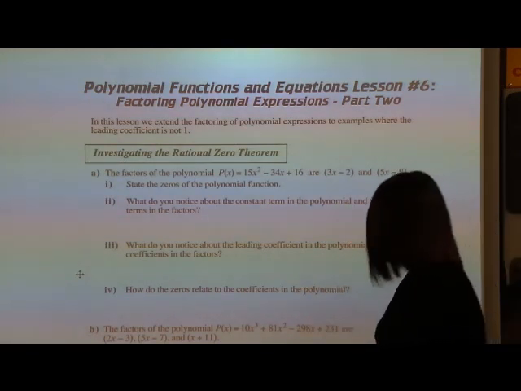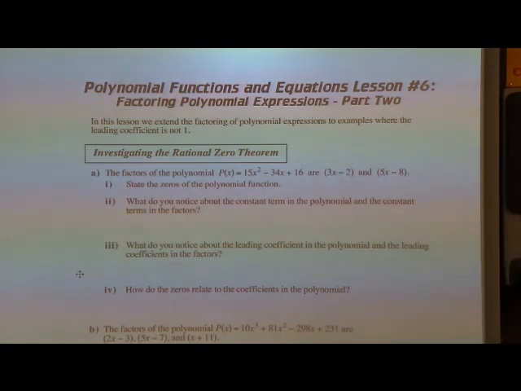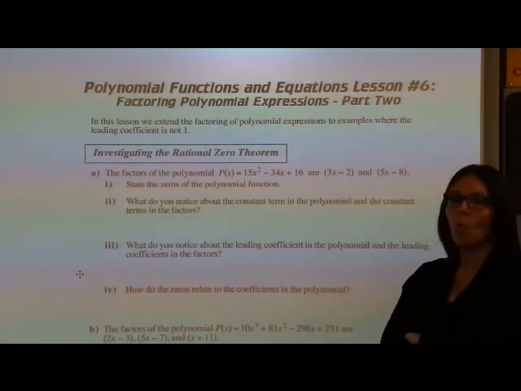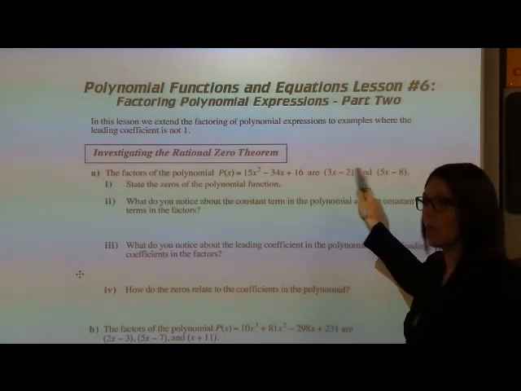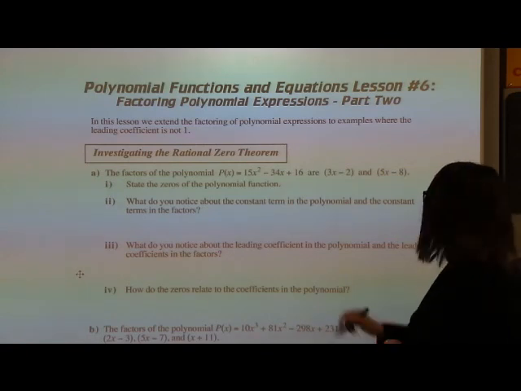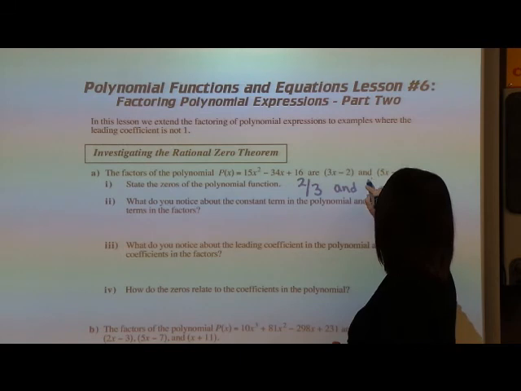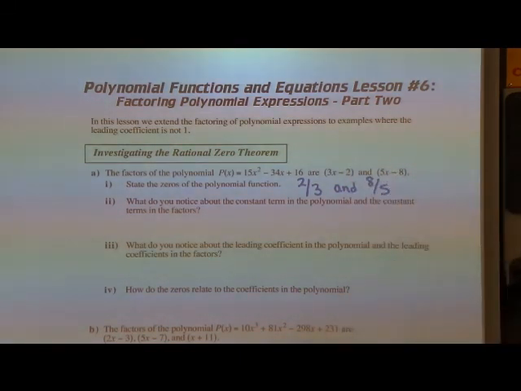So if we look at the factors of the polynomial, p of x equals 15x squared minus 34x plus 16, they are 3x minus 2 and 5x minus 8. What are the zeros then of this function? If these are the factors, what would the zeros then be? 2/3 and 8/5. So we'd be letting each factor be equal to 0.